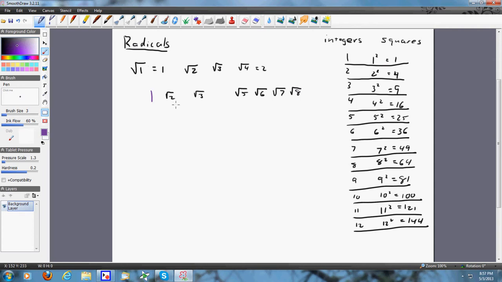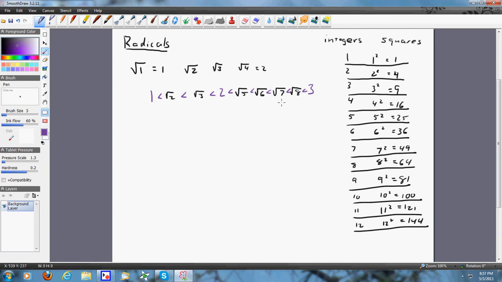So the square root of 1 is 1, and the square root of 4 is 2, and the square root of 9 is 3. So you can take a look. These numbers are all in ascending order. And so that means that the square root of 8 is less than 3.